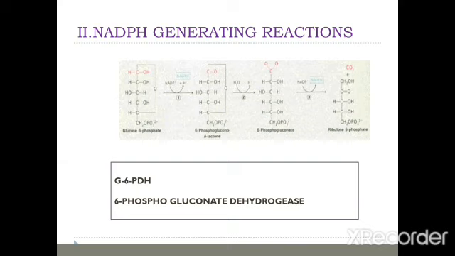Another example is 6-phosphogluconate dehydrogenase, that is also in the HMP shunt pathway, which converts 6-phosphogluconate to 3-keto-6-phosphogluconate. That is also an NADPH generating reaction. The other examples for NADPH generating reactions include the cytoplasmic isocitrate dehydrogenase reaction and malic enzyme.